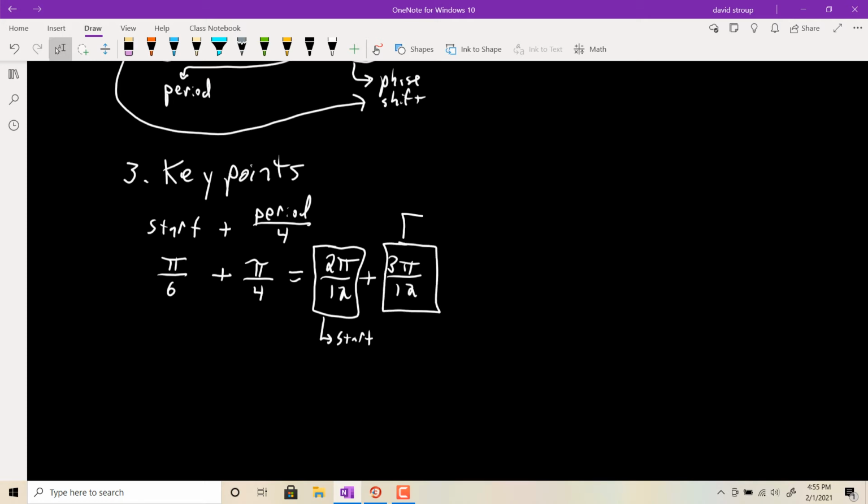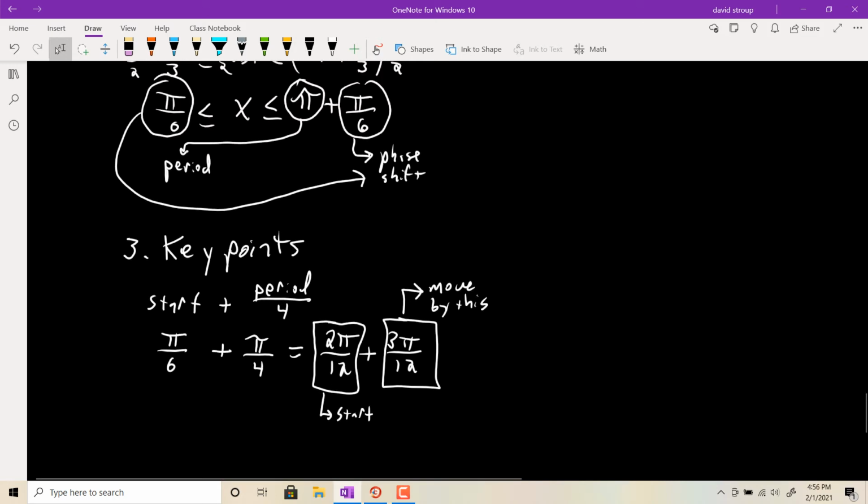This is moved by this. It'll be clear when I go to the picture. So hopefully you're ready. If not, pause the video, and I'm going to go over here and try to draw it.